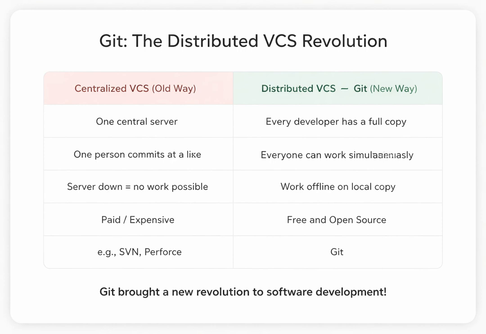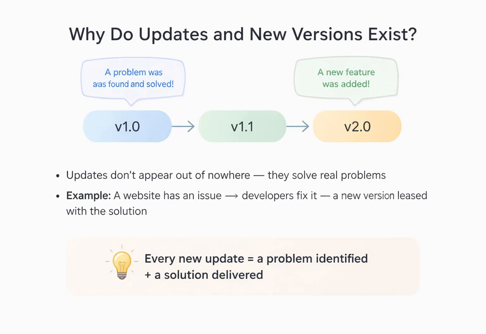Git brought a genuine revolution to how software is built. Before we move on, there's an important mindset point worth understanding. Updates and new versions of software don't just appear out of thin air. Think about it. When a website or an application releases a new update, it's because something was identified as a problem or something new was needed. Developers found an issue, worked on a solution, and then released that solution as a new version.